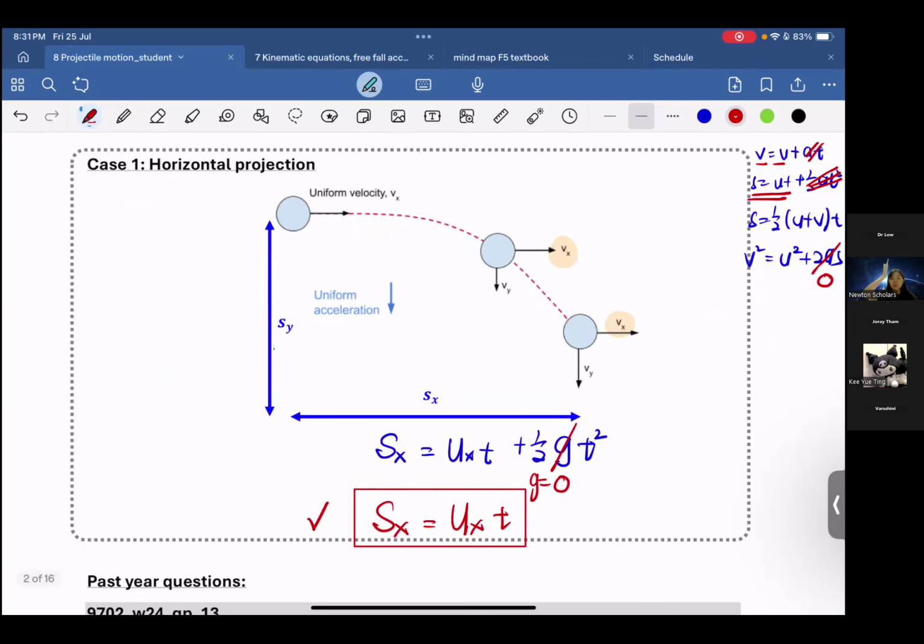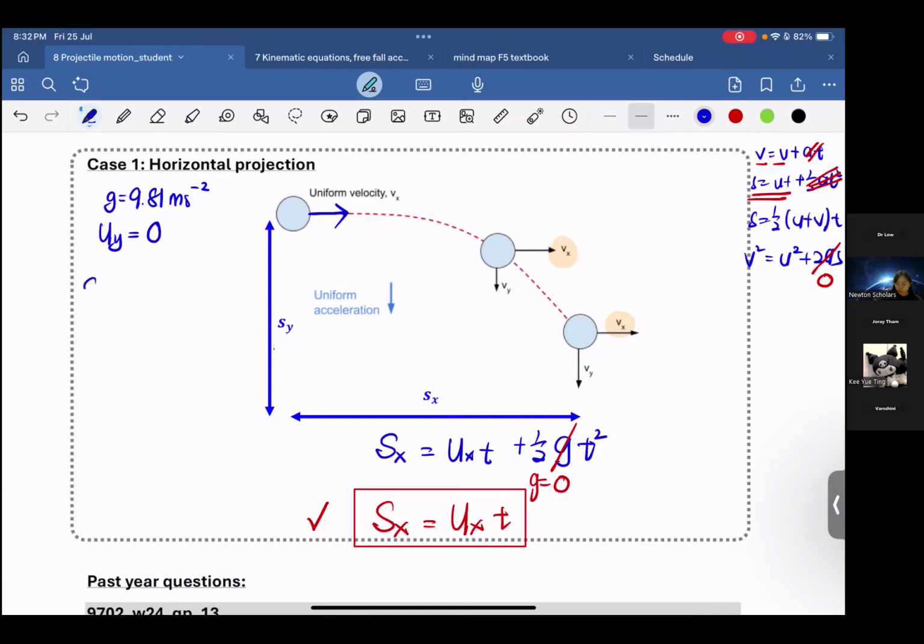But for the vertical one, we can use a lot of formulas. Any formula will do as long as you're able to find the information you want. But for the vertical, we have to know two things. Here your g must be 9.81 meter per second squared. Then we throw something horizontally at the start, so my starting vertical u, that means uy, must be 0, because at the start it only has the horizontal component. Now I'm talking about vertical.